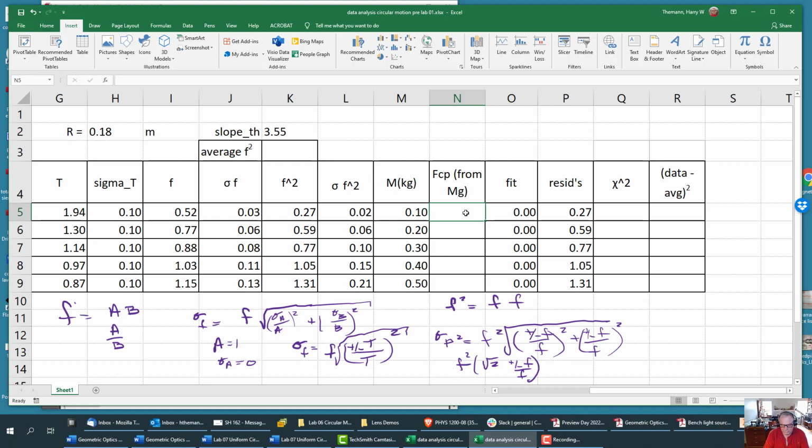All right, so this one's fairly straightforward. This is going to equal 9.8 times the various masses that we hang from the hanger. And now we have that, and there's no plus minus on it. There is, but it's so much smaller than the plus minus on the f squared that it's not worth mentioning.